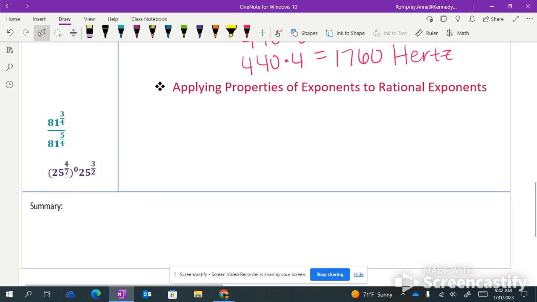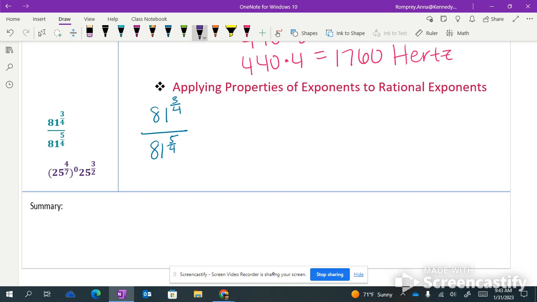All right, last 2, applying properties of exponents. So we know all these rules about exponents. Let's see if we can put them to use and help us simplify a little bit easier. So 81 to the 3/4 divided by 81 to the 5/4. This is awesome because we have the same base. Both of these are 81. So I can use my MadSim. When dividing, subtract the exponents.